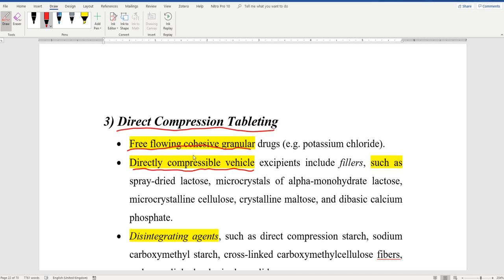Okay, if the drug quantity is smaller, like 100 milligram for example, then I can use such directly compressible vehicles, including spray-dried lactose, microcrystals of alpha monohydrate lactose, microcrystalline cellulose, which is Avicel if you remember, crystalline maltose, dibasic calcium phosphate.